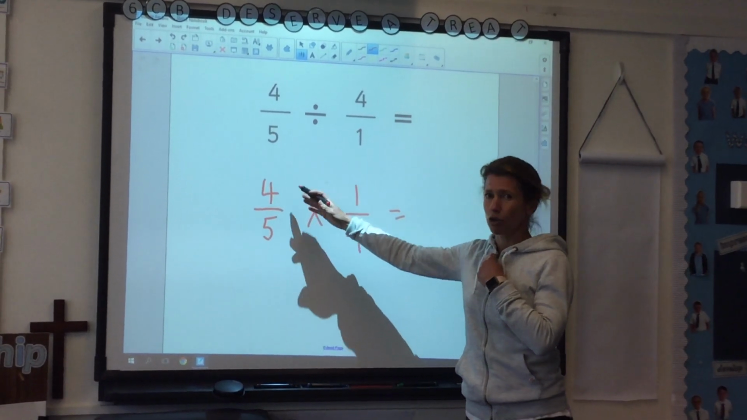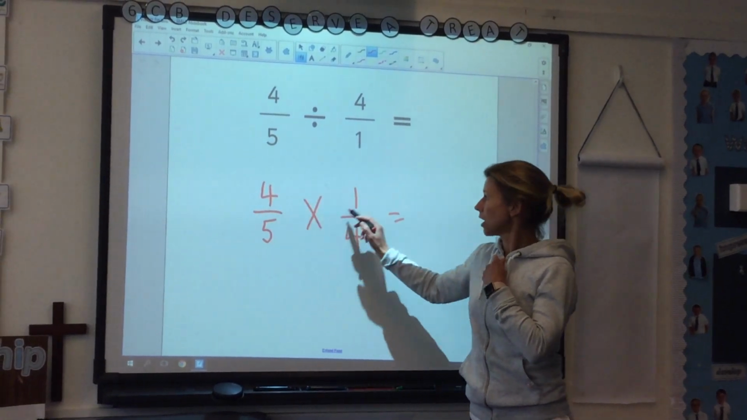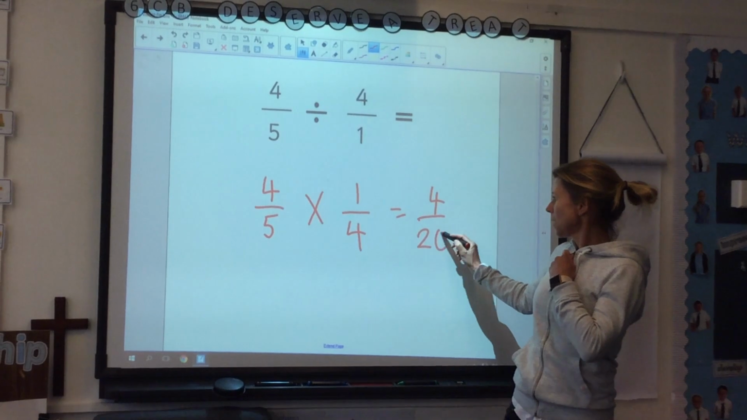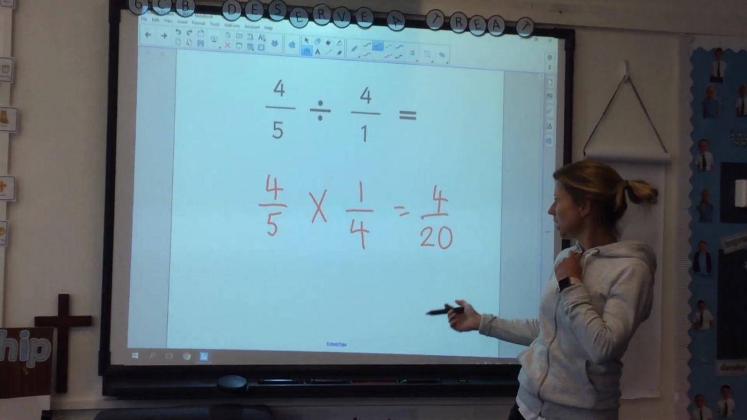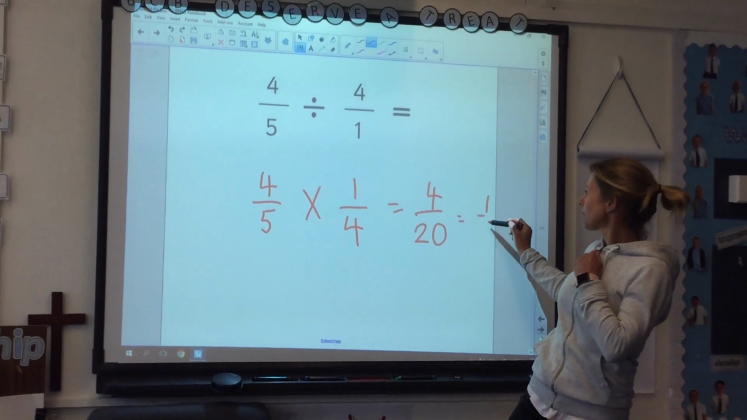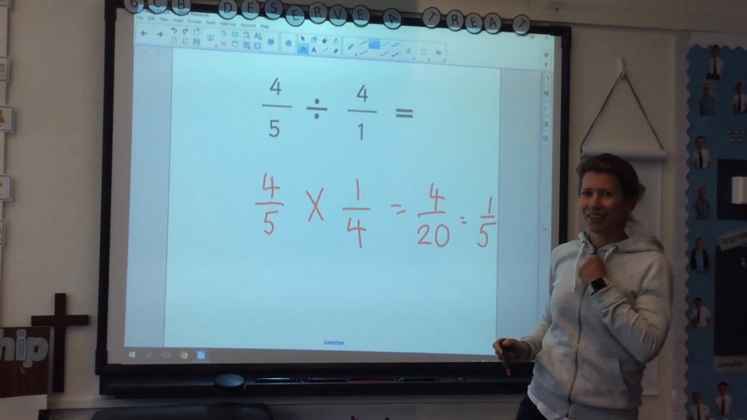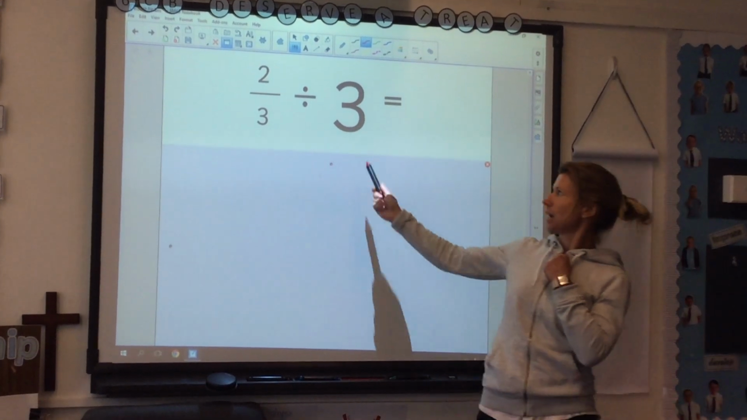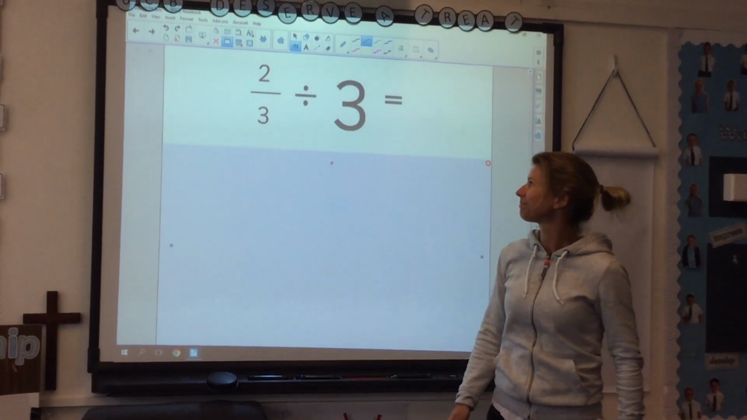Then you're seeing that cross, you're just going to go over. So 4 times 1 is 4, 5 times 4 is 20. Brilliant. Really, really well done. So 4/20ths, simplest form, it's 1/5. Amazing. Okay, have a go. Remember what you need to do with this one.